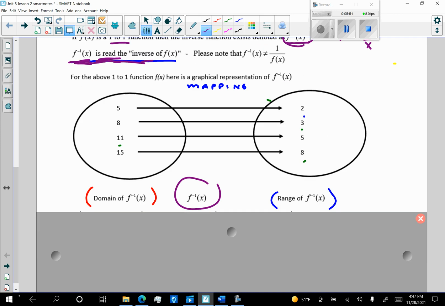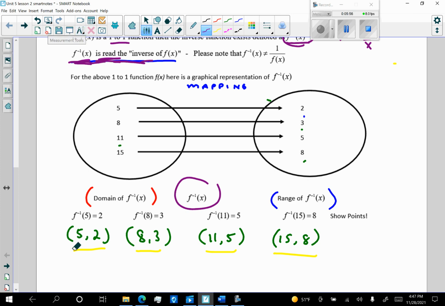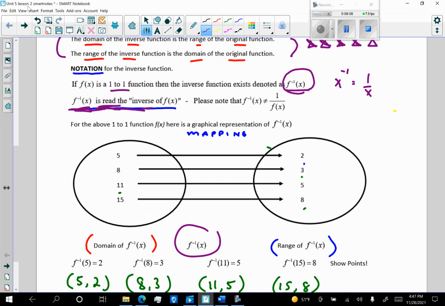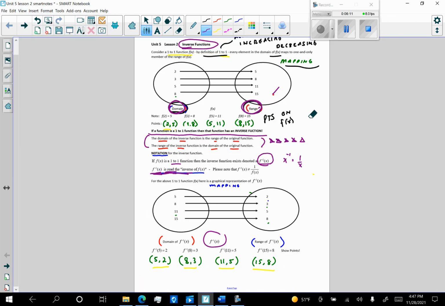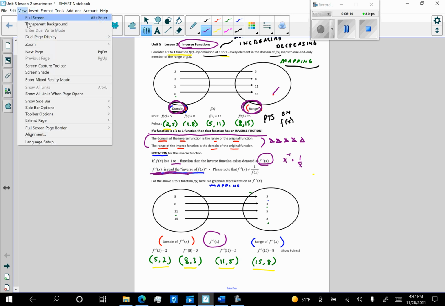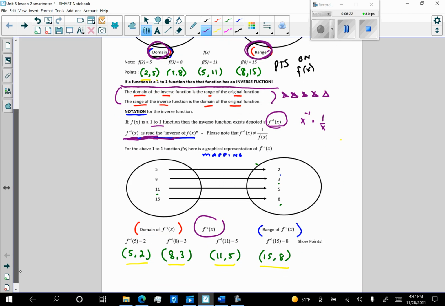And I could actually talk about the points on the inverse as well. What are the points on the inverse? Well, here you go: (5, 2), (8, 3), (11, 5), (15, 8). And if I look up here at the points of the original function, let me zoom out. I'm going to zoom out just a little bit more here, about 200%. There we go. And I'm going to zoom down here a little bit and look at these points here: (2, 5), (3, 8), (5, 11), (8, 15). These are the points on f of x.